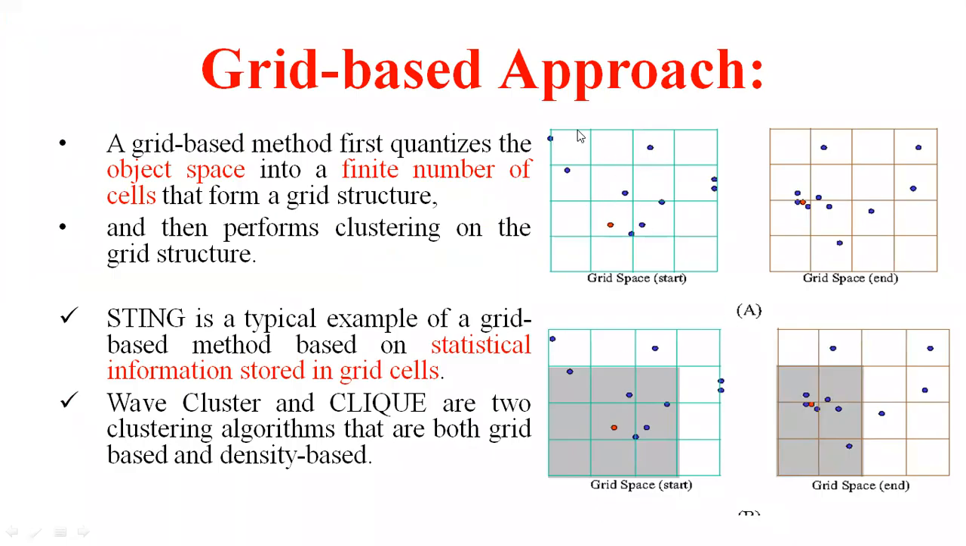Here the object space is divided into a number of cells, and that is the grid space. That means you divide the information into different cells. Based on the cells, you form the clusters on the grid structure.